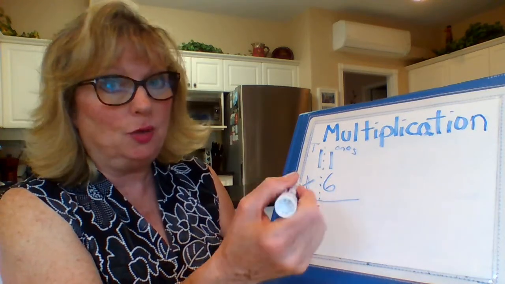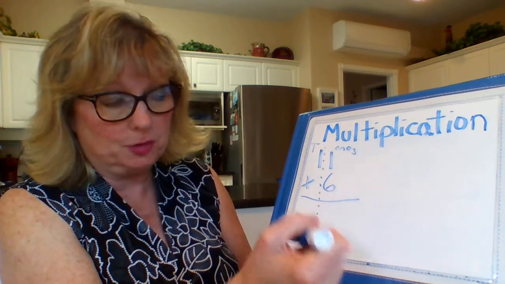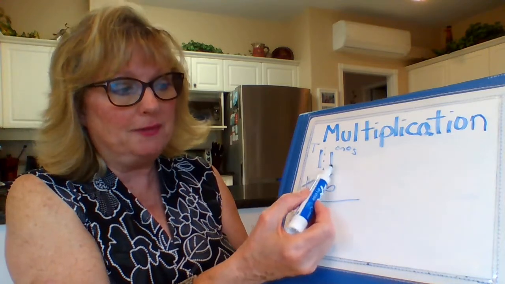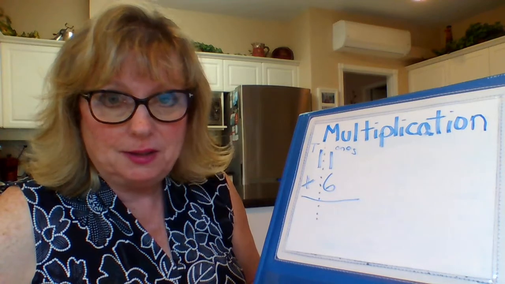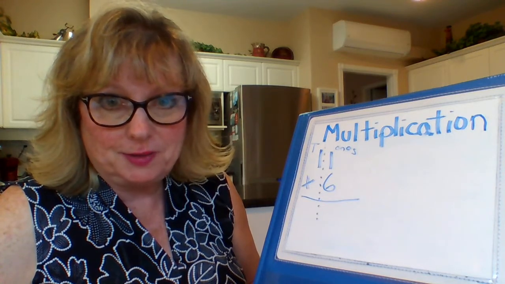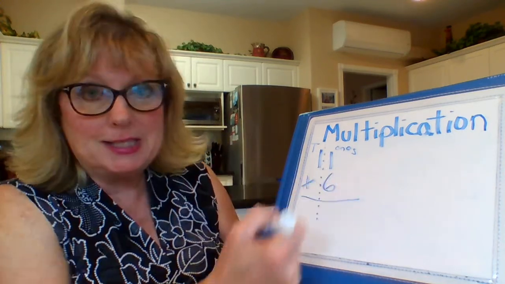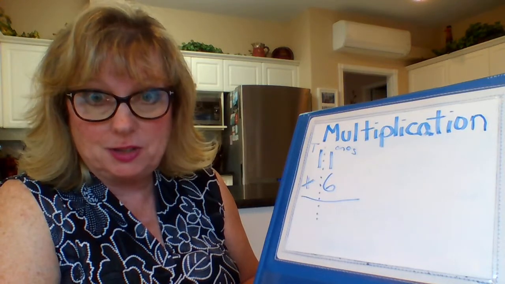But for now, thinking only multiply, groups of. So we have 11 groups of 6. Do you know what that is off the top of your head? Most of us wouldn't know that, right? So let's see how we calculate that to get that answer.